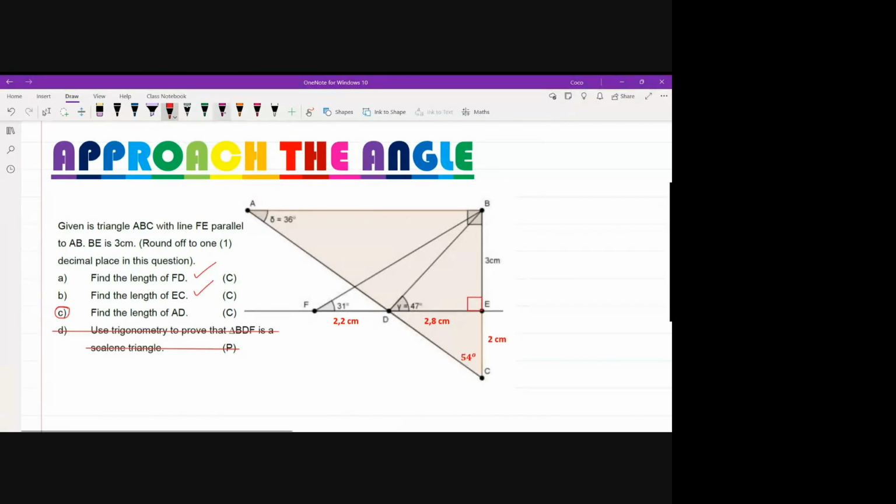So it says here, calculate the length of AD. AD is from here to here. I know that this triangle over here, the one that has AD in it, is not a right-angled triangle. I know that for a fact because if that angle over there is 47 degrees, that is not going to be a 90-degree angle. So I can't use trig here.